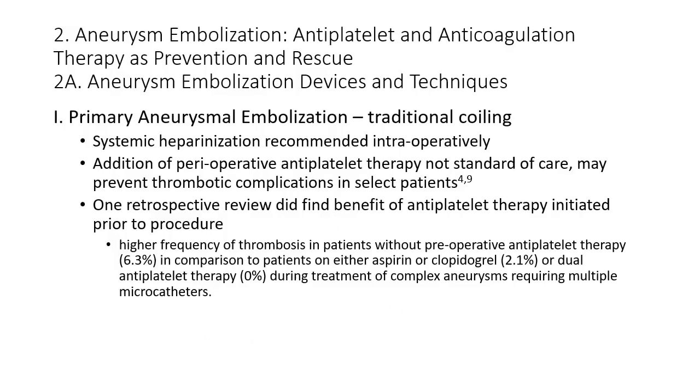Now we move on to antiplatelet and anticoagulation use for specific endovascular procedures. For the traditional coiling of aneurysms, the use of systemic heparinization is recommended intraoperatively. The addition of antiplatelet therapy is not the standard of care, but may be considered in select patients to lower thrombosis rates, although further prospective data is recommended to elucidate the use of this.